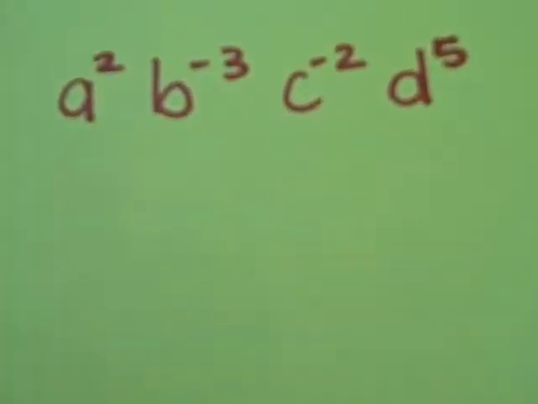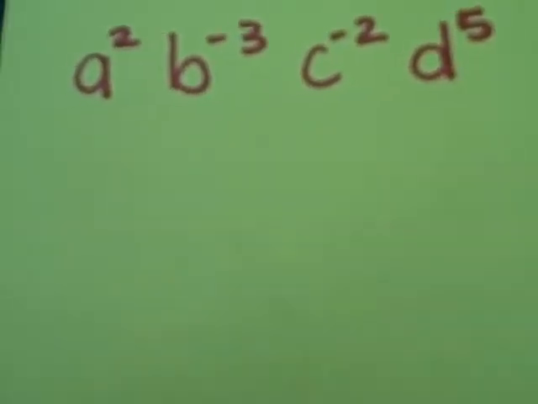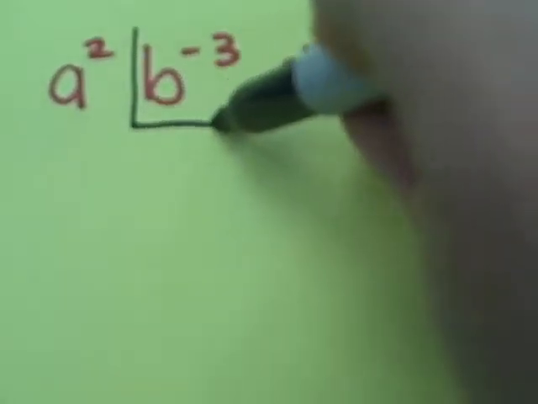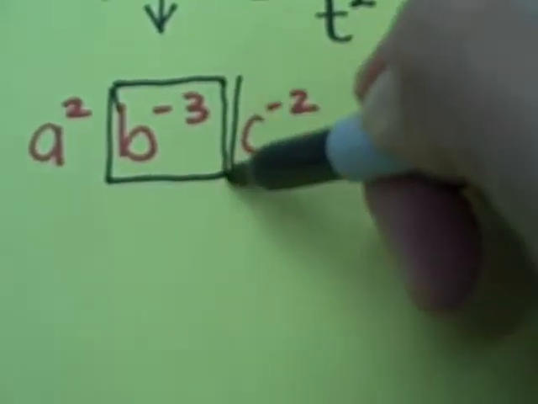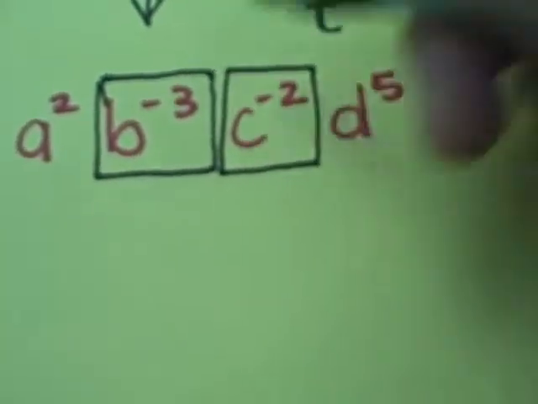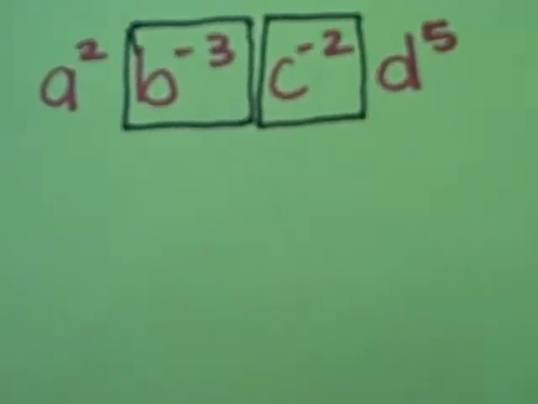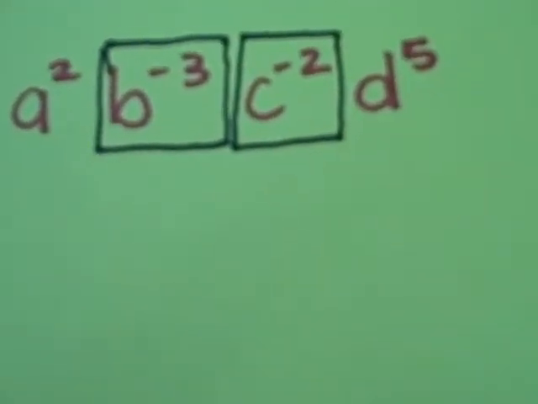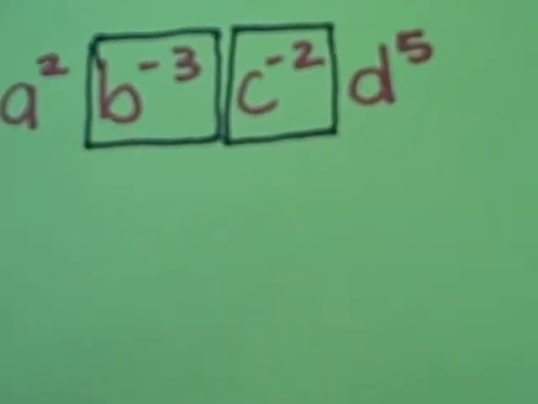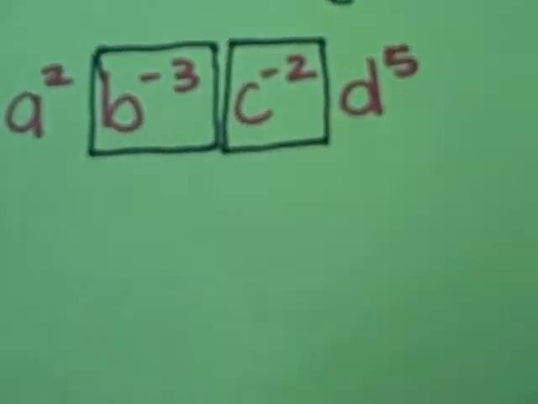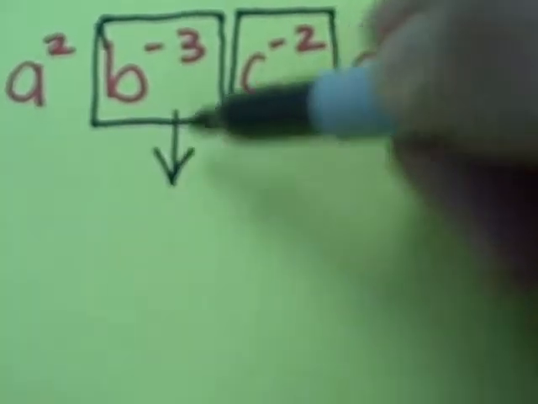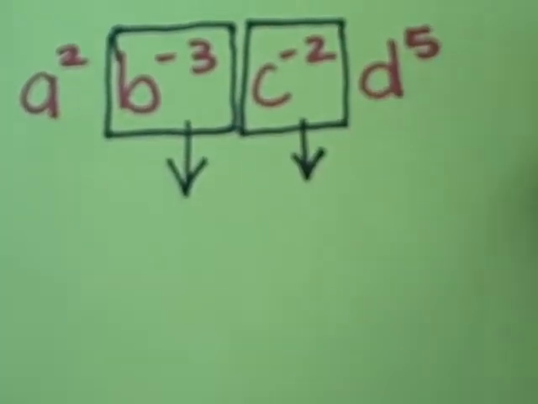All right, here's example number 2. We have 4 variables. 2 of them have negative exponents. So I'm going to do what I told you to do. Put a box around the negative exponents. So you should be doing that yourself. Then you're going to make sure you remember that negative exponents move down. So they're going to move down.